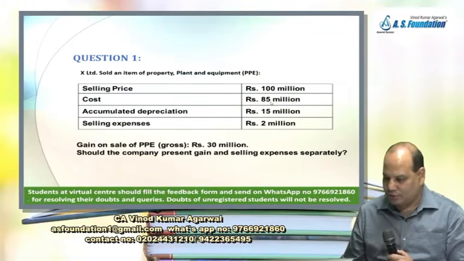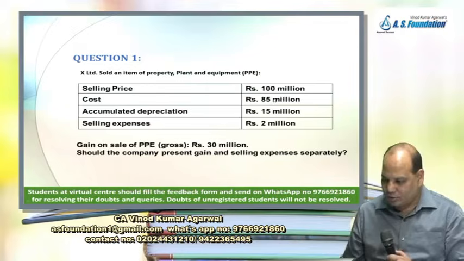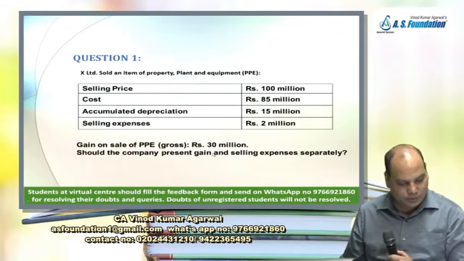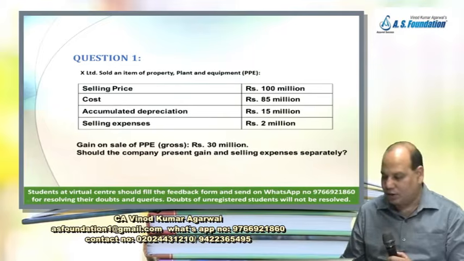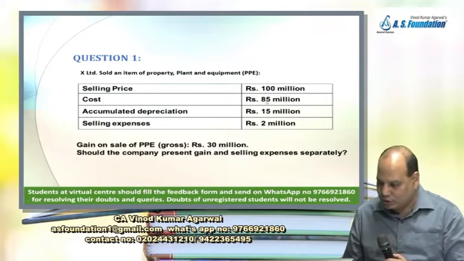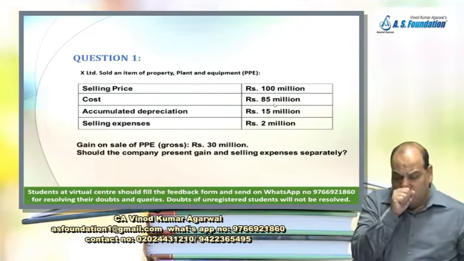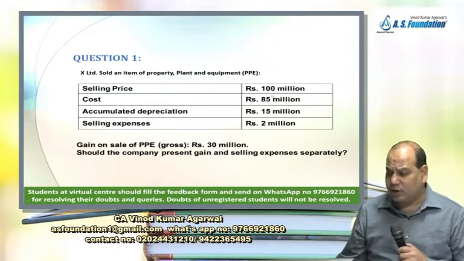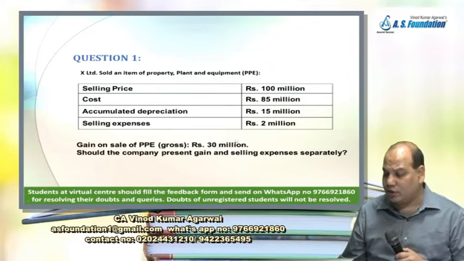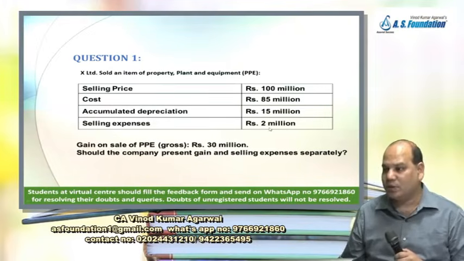Cost is 85 and selling price is 100. They have given some figure. 30 million is the net gain, gross gain. How did you get the gross gain? 85 million minus 15 depreciation, so book value is 70. 100 minus 70, gross gain is 30 and 2 is selling expense.